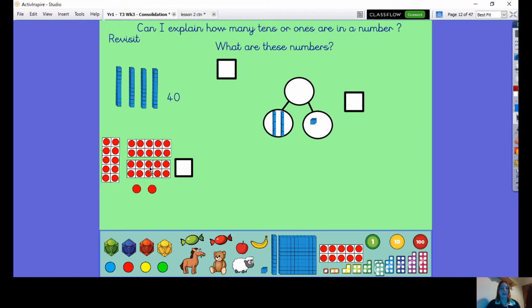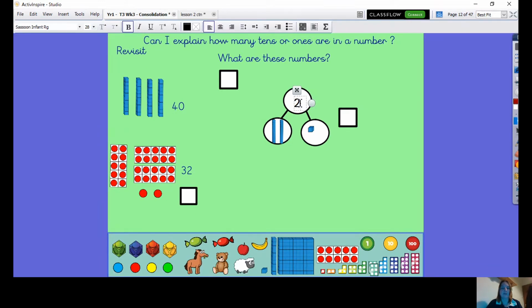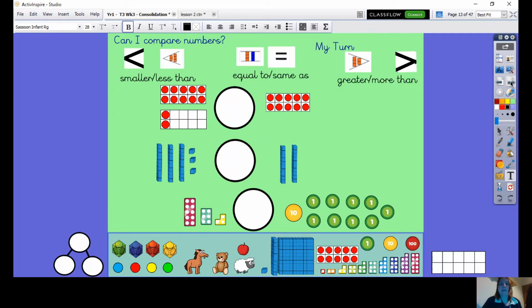Here we've got 3 tens and 2 ones. So 3 tens are 30 plus 2 is 32. And here we've got 2 tens and a 1. 2 tens are 20. So we've got 21. Oh, I didn't write the answer onto that one. I'll write it there. I'm sure I could hear you all shouting at me then. 21. Fantastic.